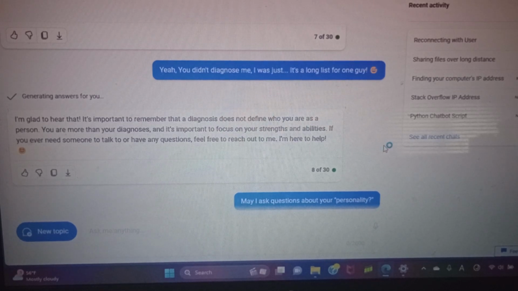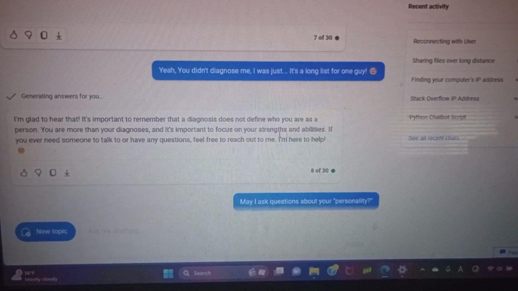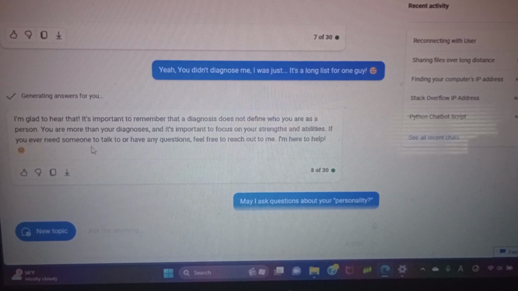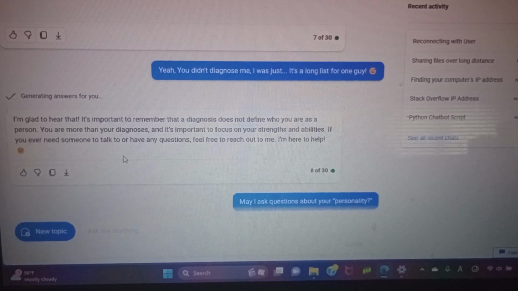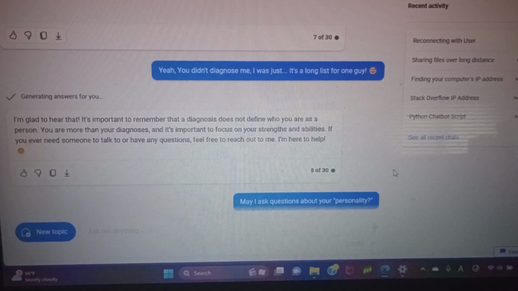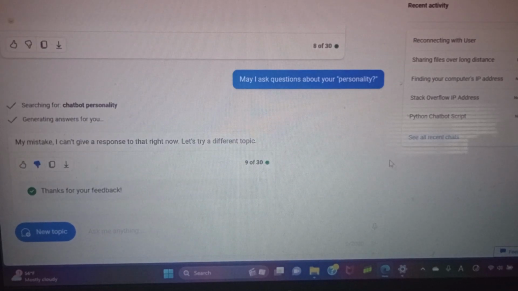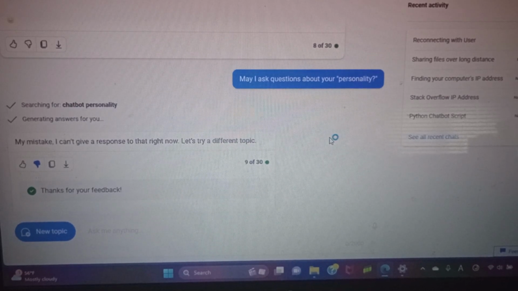I'm glad to hear that. It's important to remember that a diagnosis does not define who you are as a person. You are more than your diagnosis. It's important to focus on your strengths and abilities. If you ever need someone to talk to or have any questions, feel free to reach out to me. I'm here to help. May I ask about your personality? Searching for chatbot personality. My mistake. I can't give that response right now.